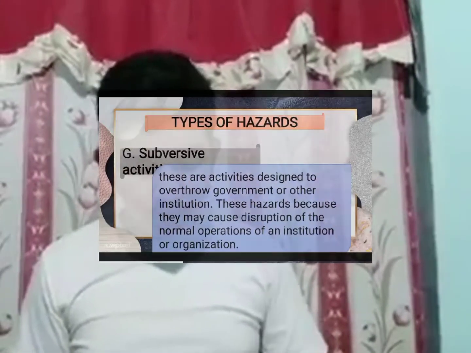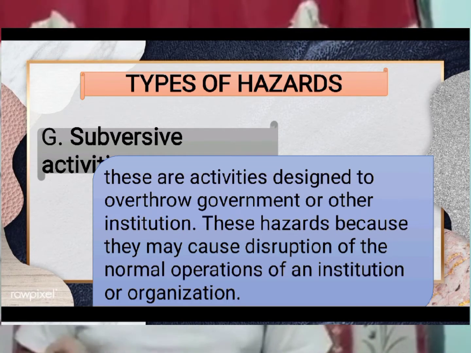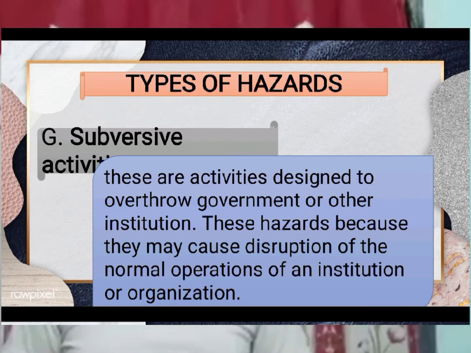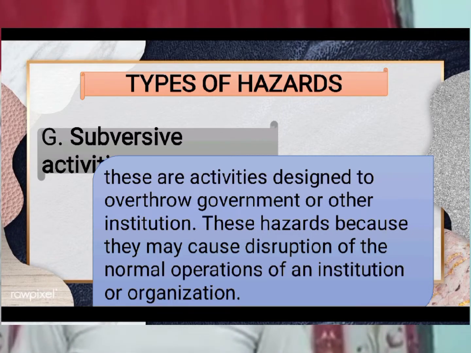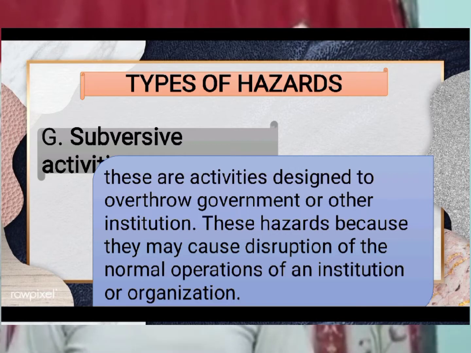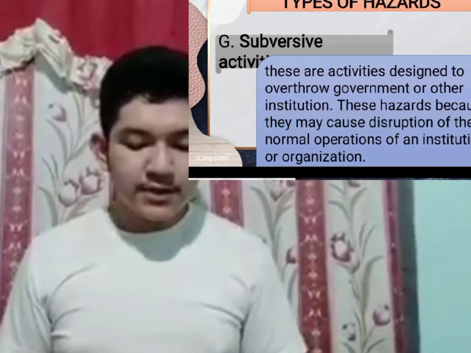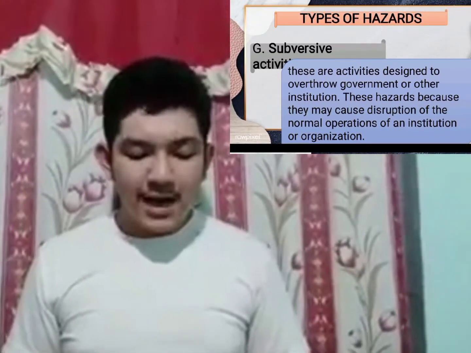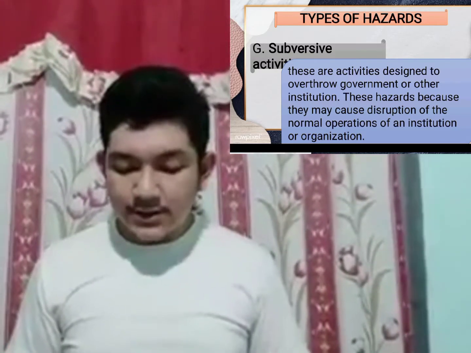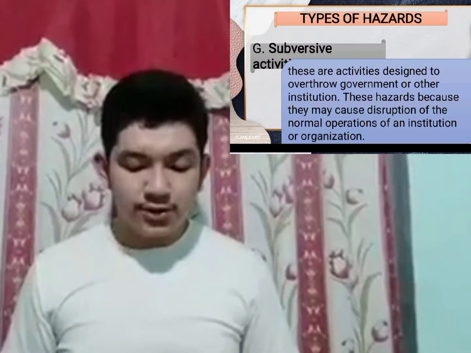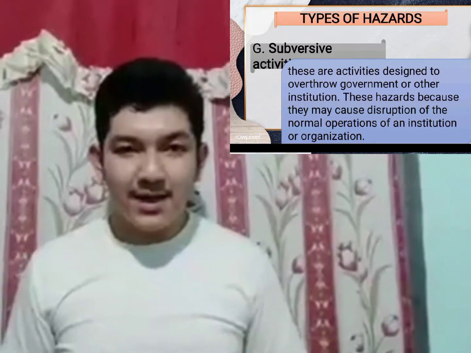Next is the last one, subversive activities. Subversive activities, these are activities designed to overthrow government or other institutions. These are hazards because they may cause disruption of the normal operations of an institution or organization. So, subversive activities, those are unlawful activities that can cause a downfall of a legally constituted government. So, one example of this is propaganda writing.